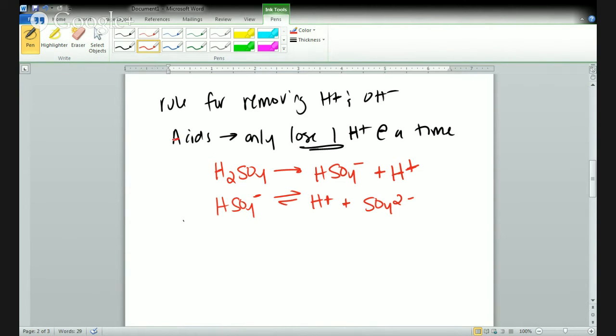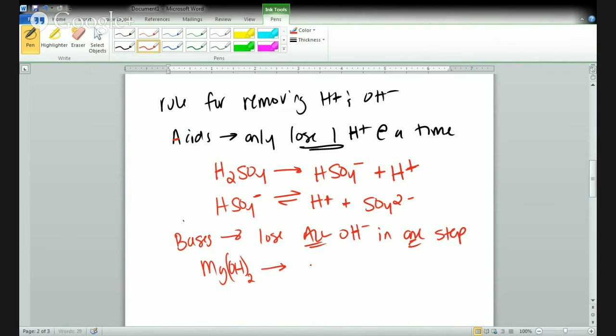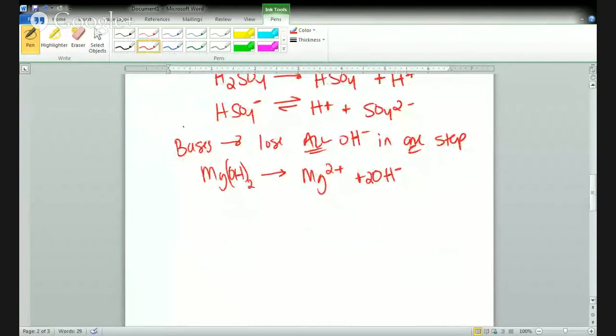Your bases, however, we're just going to lose them all at once. Lose all OH minuses in one step. Because these guys are ionic compounds that are solids in nature, so they're going to ionize like a regular ionic solid does, just like NaCl. So if I had Mg(OH)2 that I was dissolving into water, it is going to ionize into Mg2 plus ions and two OH minus ions. So it's just going to do it all at once. So acids will only lose one H at a time, where bases are going to lose all their OH's at once. All right, on to the next question.